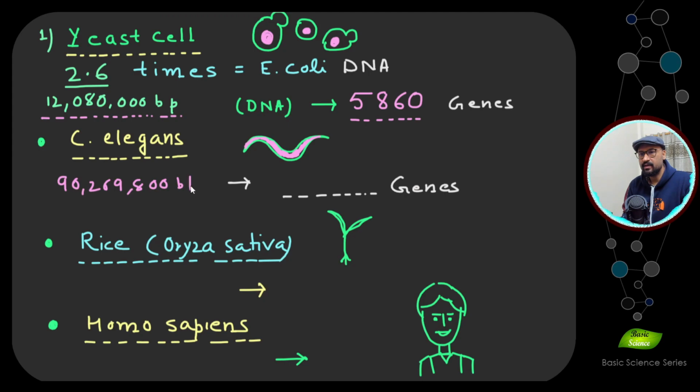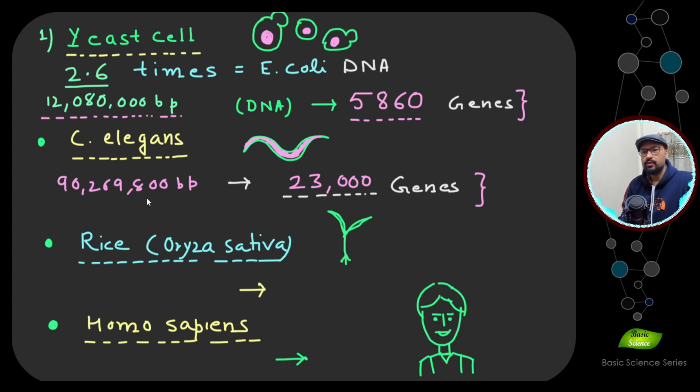90,269,800 base pair of the DNA molecule. How many genes are there? 23,000, and these are the number of genes. In case of yeast, you have 5,860. In case of C. elegans, 23,000 genes are there.